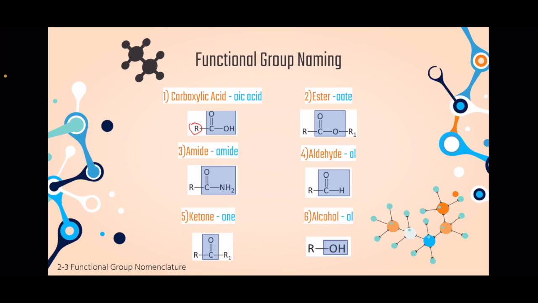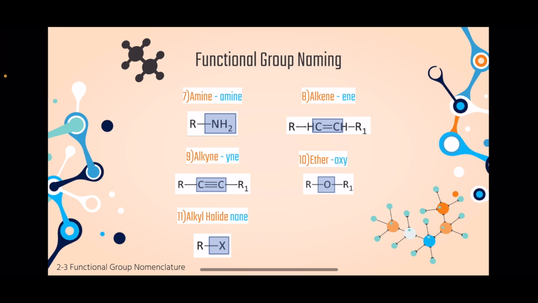The amide is a double bonded O and an NH2 group attached to the carbon, and it ends in -amide. For aldehyde, it is a double bonded O and an H attached to the carbon, and it ends in -al. Ketones are just a double bonded oxygen on the carbon, and it can be beside or between any two R groups, and it ends in -one. For alcohol, it's just an OH group attached to any R group, and it ends in -ol.